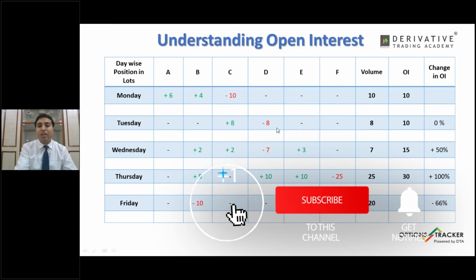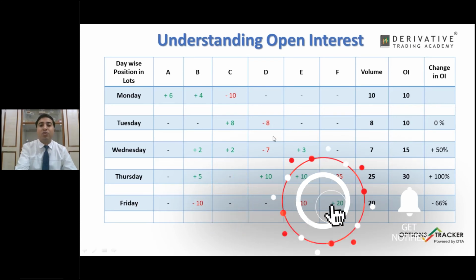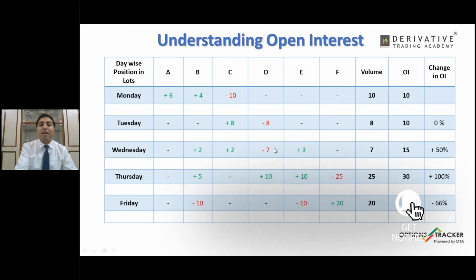D, who was on the shorting side of the market at minus 8 on Tuesday, has added more shorts, 3 lots. So what we are noticing here is that net to net, longs and shorts will remain the same.